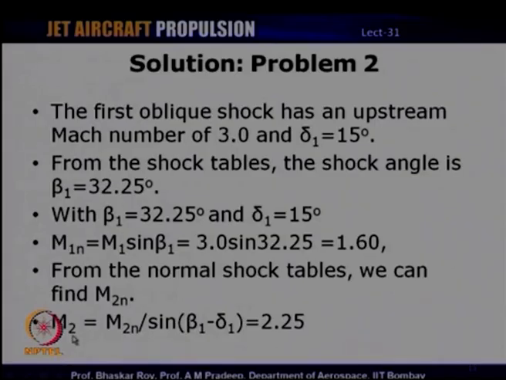From there, we can calculate M2, which will be M2n divided by sin of (beta 1 minus delta 1). Therefore, we can get the downstream Mach number at station 2, which is 2.25. When you look at the shock tables, you will see that for this Mach number 1.6, you will get a downstream Mach number normal to the oblique shock which will be subsonic, but the actual Mach number will continue to be supersonic, because the actual Mach number is M2n divided by sin of (beta 1 minus delta 1). So, you get a Mach number of 2.25.